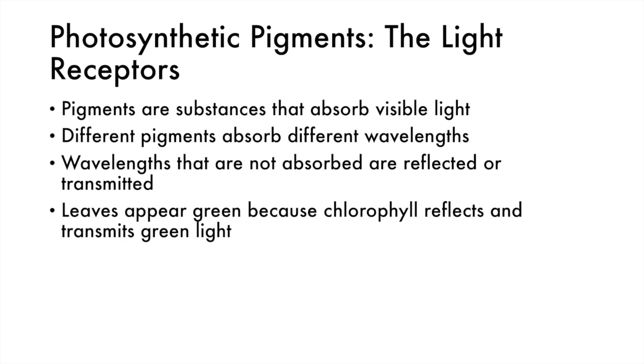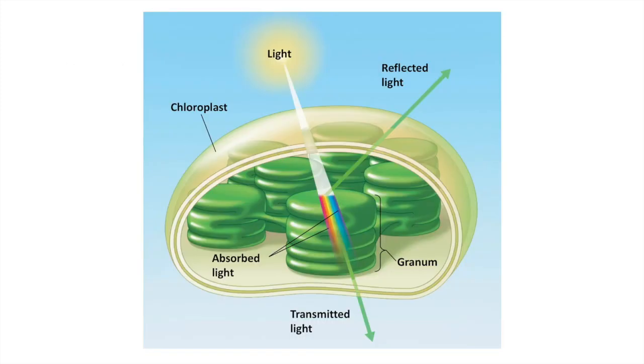So the reason that leaves appear green is because chlorophyll reflects and transmits green light. So the green light bounces off and it goes straight through those leaves, and the other wavelengths of light are absorbed. So here's some visible light from the sun, which appears white. And as it comes upon the thylakoids, where the chlorophyll is found, the wavelengths of light are absorbed. You can see them all here being absorbed, but the green light is being transmitted, going straight through, and being reflected and bouncing off of those pigments.